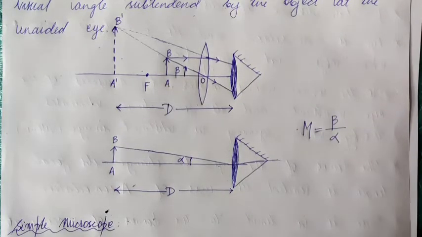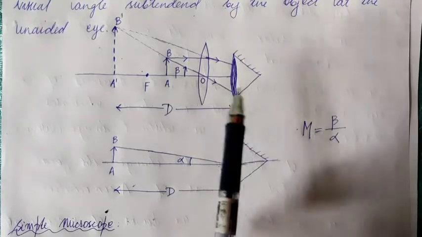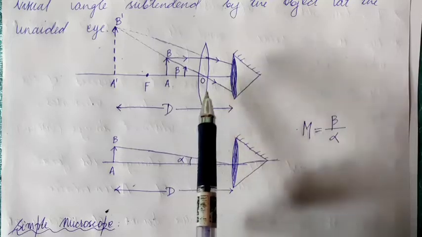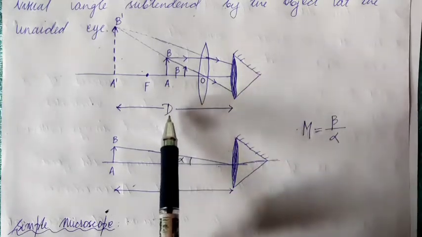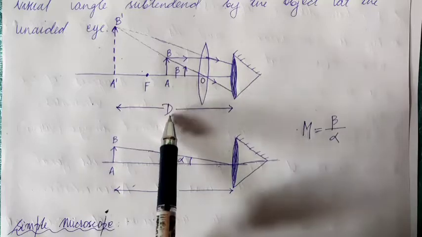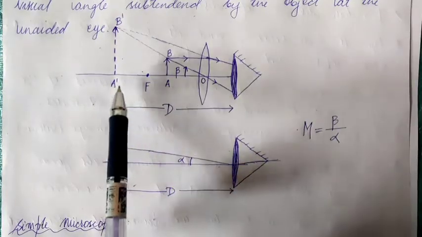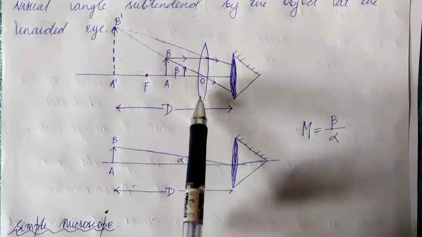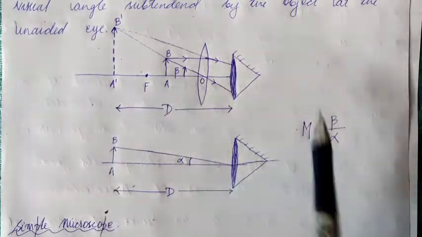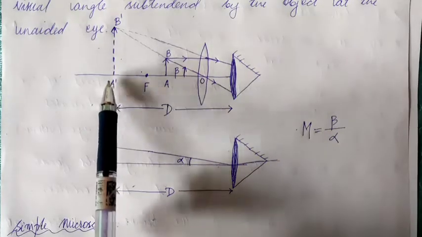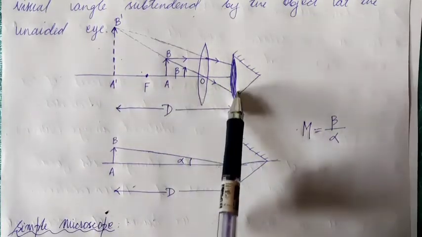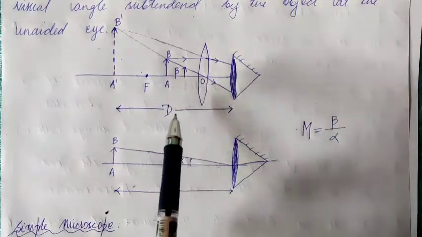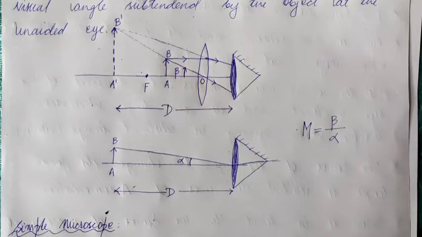One more consideration: we are assuming that this eye is very, very close to the lens, such that the least distance of distinct vision D, measured from the eye, is the same as the distance of the image measured from the lens. So what I'm trying to say is the distance of the image from the eye is D. Since the eye and the lens are very close to each other, the distance between the image and the lens is also D. That is the only thing that I'm trying to tell you.